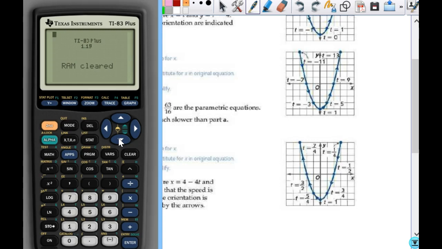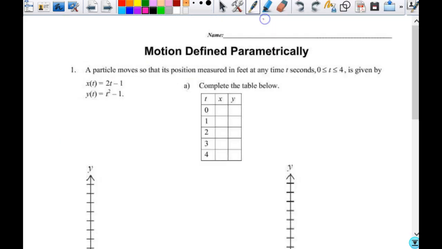So here's mine. These are all going to be a generic kind of a particle-is-moving type of thing. Here we go. A particle moves so that the position is measured in feet. Okay, so this is important to us. At any time t seconds from 0 to 4, it's given by this set of parametric equations right here. And so we're going to complete the table below, which should be fairly simple, right?